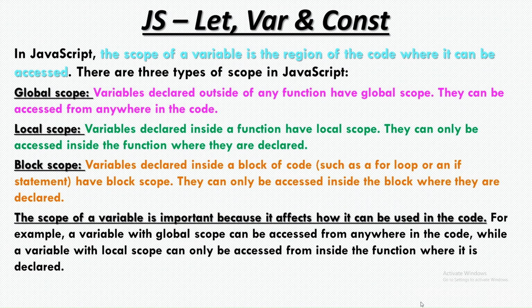The scope of a variable is important because it affects how it can be used in the code. For example, a variable with global scope can be accessed from anywhere in the code, while a variable with local scope can only be accessed from inside the function where it is declared. Let's see that in action.